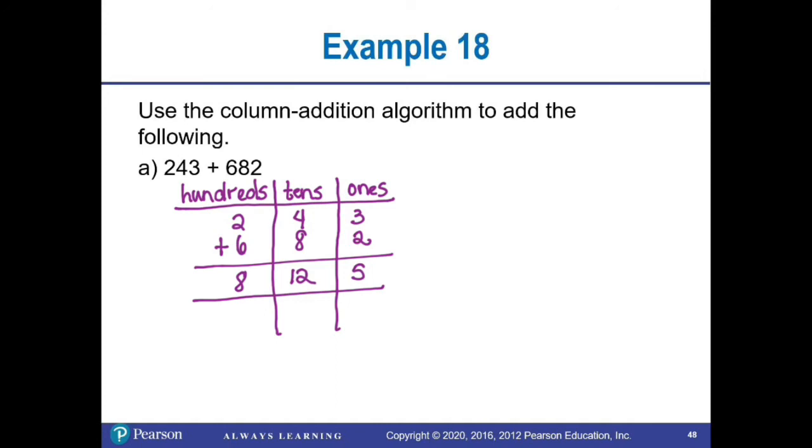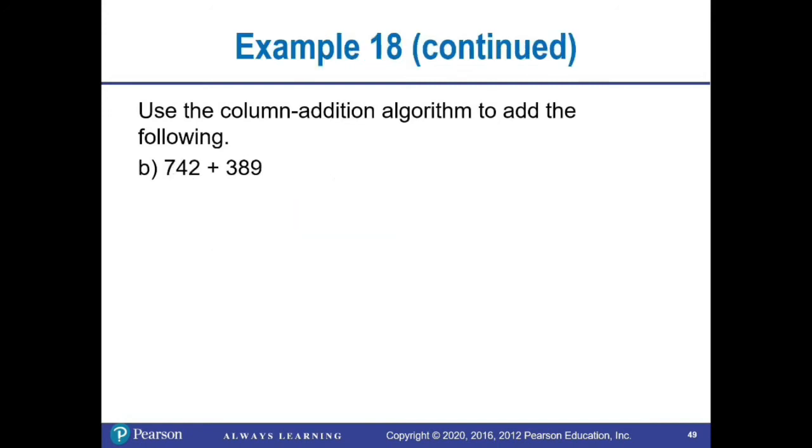Well, 10 tens makes an extra 100, so that gives me 9 hundreds in the hundreds column, and I'm left with 2 tens. And then I have 5 ones. And our answer here is 925. So again, you'll notice in blue the trade that I made. I traded 12 tens for 2 tens and 100. 8 plus 1 gave me 9 in that hundreds column. Let's look at another one.